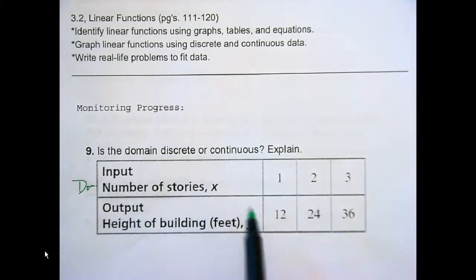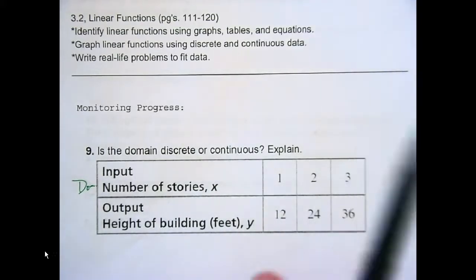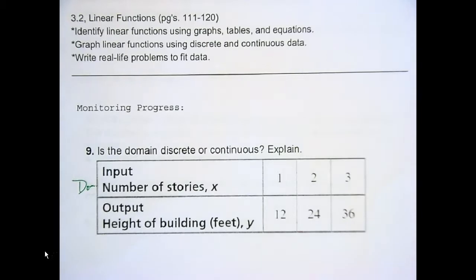Number of stories and height of the building. Go ahead and tell your neighbor why you think it's discrete or continuous. I'm curious. You can't have half a floor. If you're building a building, you can have half a floor. But I don't think they're talking about a half-built building. Half-built buildings are not safe to live in.